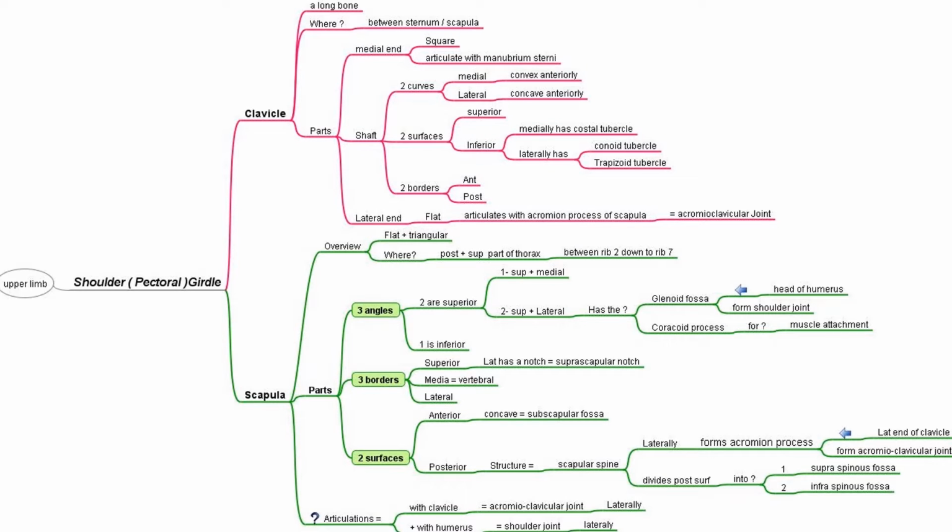This is a mind map of what? Of the shoulder, or what is called the pectoral girdle. If you follow the lines, it is very easy. Follow the red line, and it addresses the clavicle, and there are a group of basic facts about the clavicle. And if you follow down the green line, it will lead you to the important details, the things that you must know about the scapula.